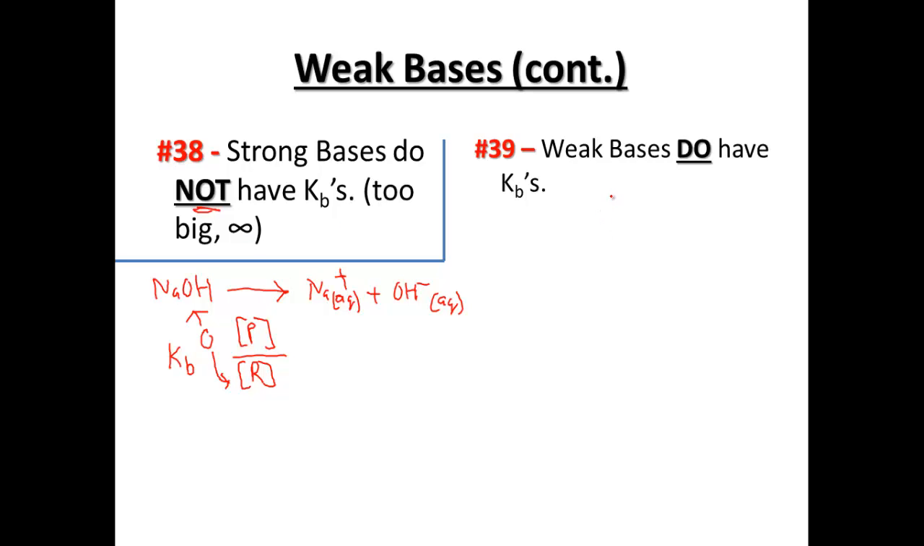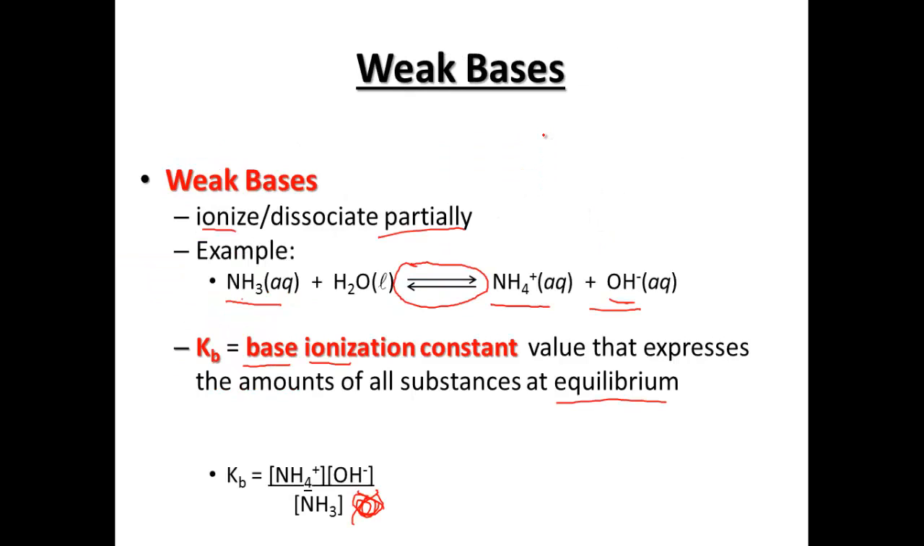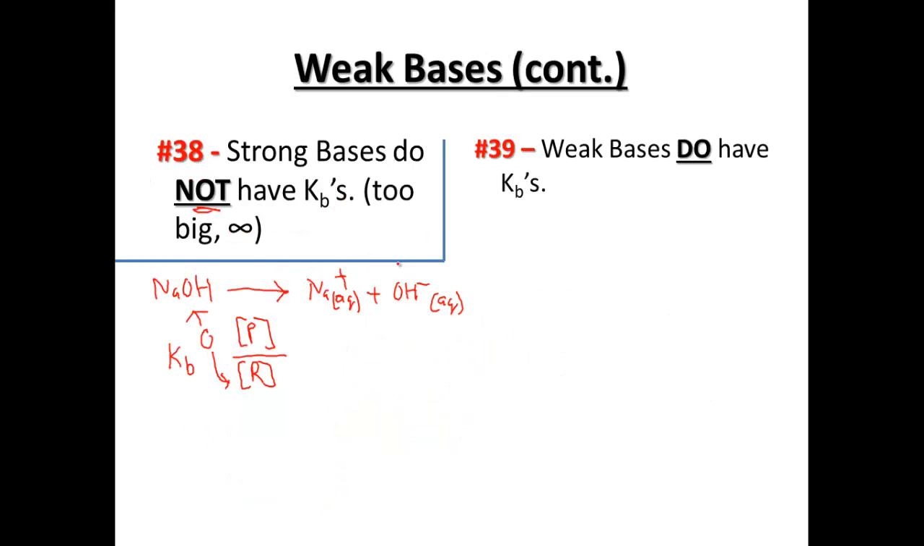Now, in the case of our weak bases, from before we do have Kb's. So if we were to just jump back one slide and we looked, we would have product from up above. Kb would be the concentration of the product over the concentration of the reactant. So we do have a Kb value in this case of our products from up above and our reactants from up above, remembering we leave out the water. So weak bases do have Kb's.